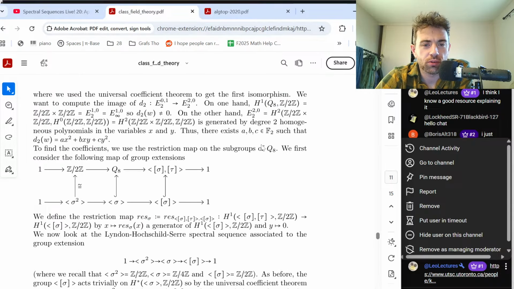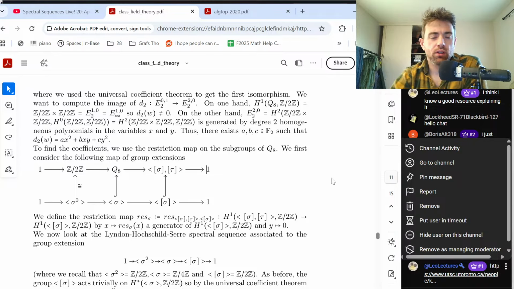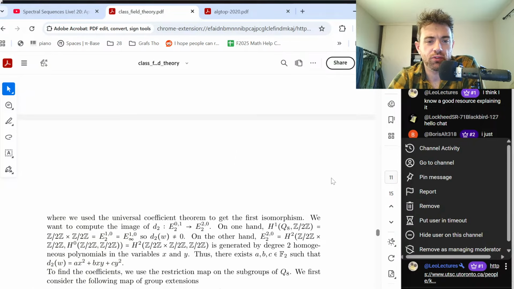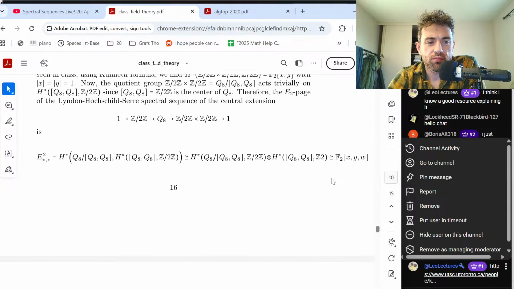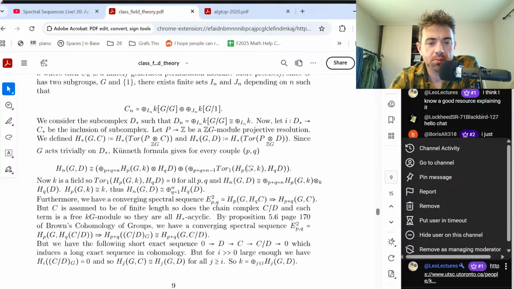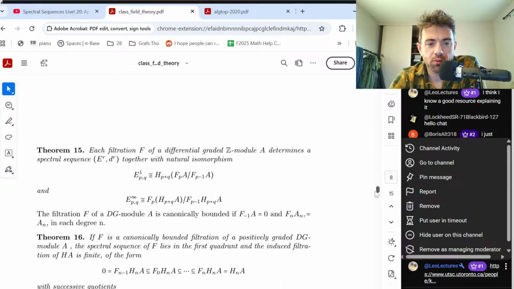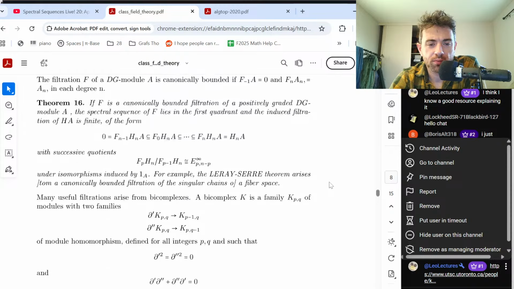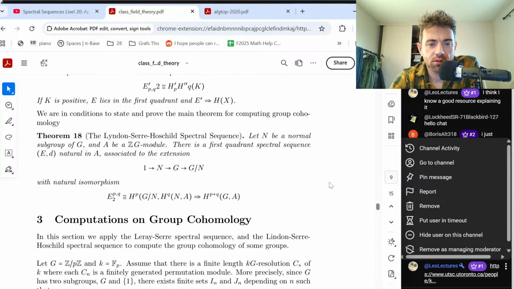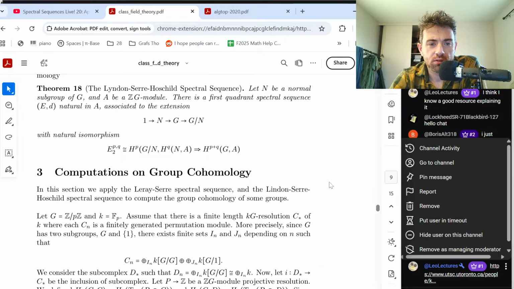It's spectral sequence time. Okay, so let's set up. We already know that our E2 page is this. This is the Lyndon-Hochschild-Serre spectral sequence. Where was it? It was right there.